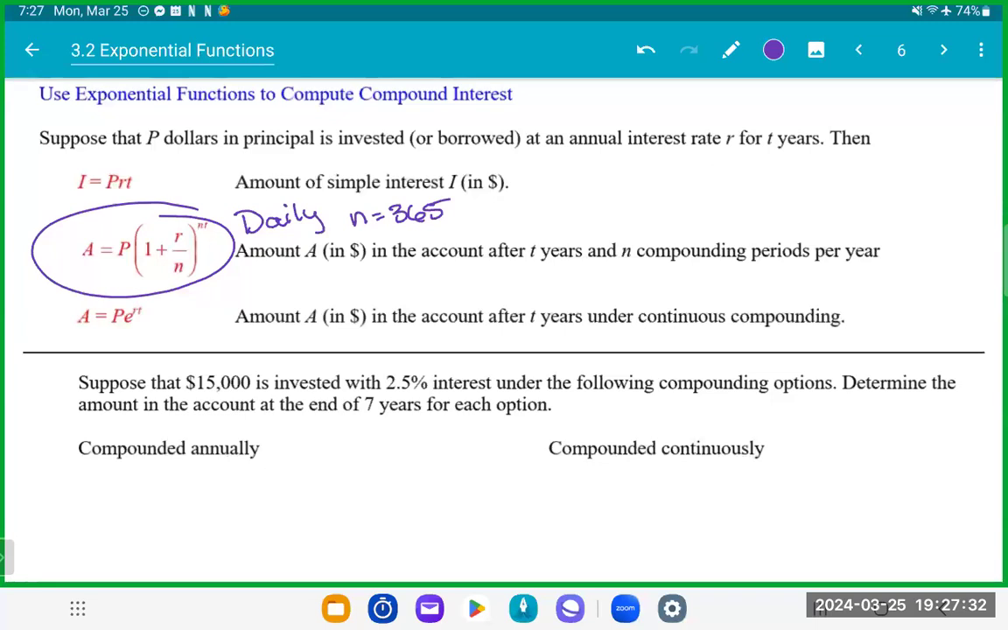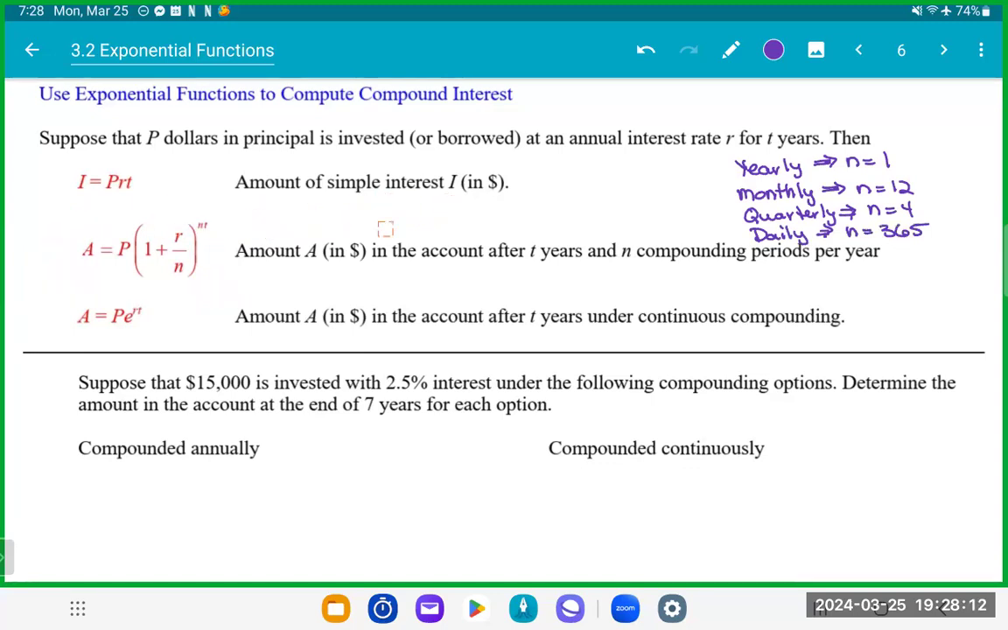Okay. So if you saw something that said it's compounded yearly, then n equals 1 because I compound one time a year. Another common one is monthly. Then my n is going to be 12 because I have 12 months in a year. Quarterly is going to be n equal to 4 because I have 4 quarters in a year. And then, as I said, daily is my n equals 365. So those are the more common compoundings that you will see.